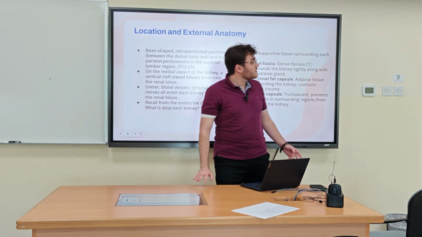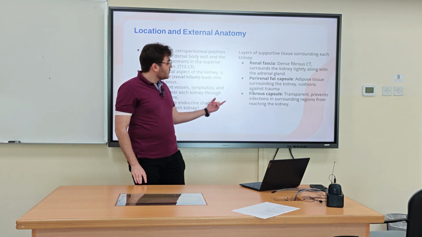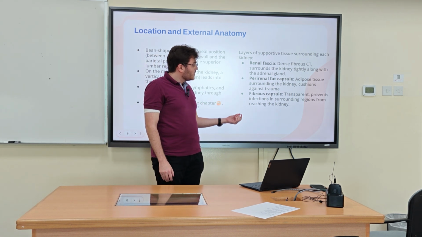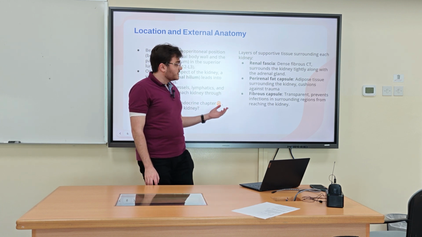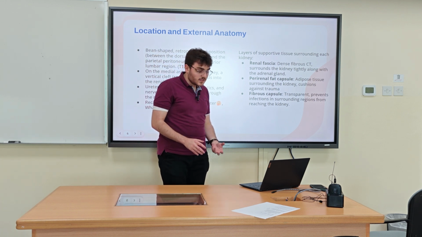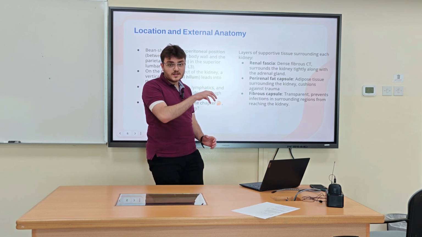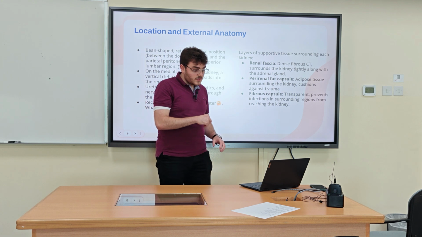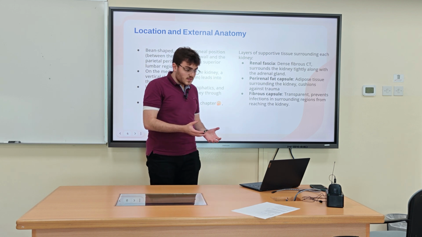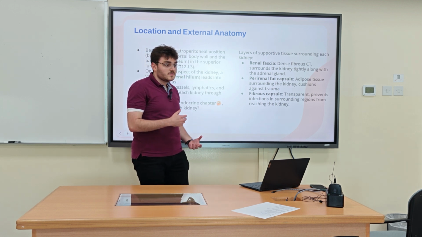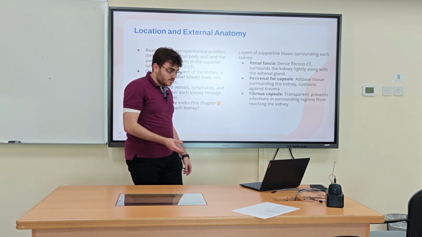Okay, now we have three layers of connective tissue and supportive tissue surrounding the kidneys. From most superficial to most deep, first is the renal fascia. Renal fascia is dense fibrous connective tissue that surrounds the kidney tightly along with the adrenal gland. So it's surrounding the kidney with the adrenal gland atop of it. And we also have the perirenal fat capsule. It's adipose tissue found around the kidneys. It provides cushioning against trauma and movements, and it surrounds the kidney and also the adrenal gland.